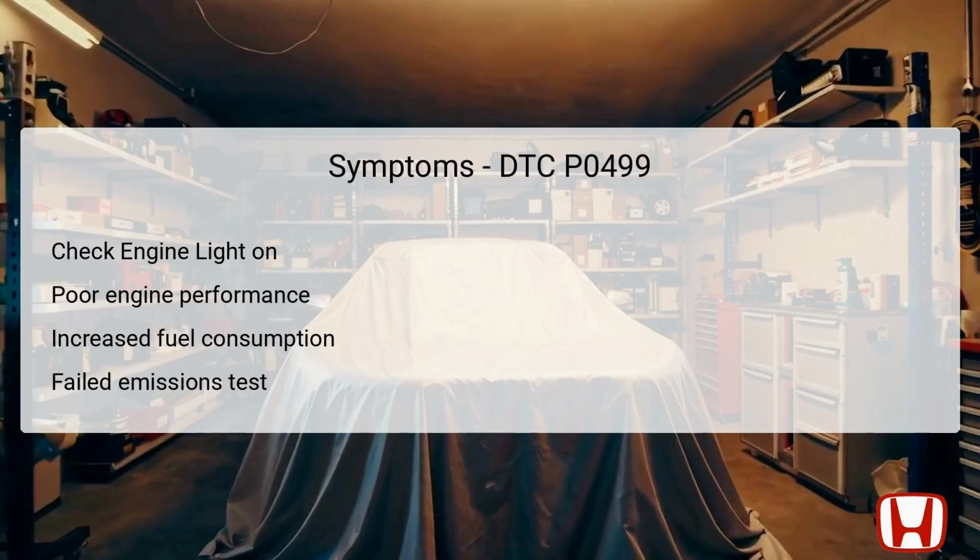Symptoms associated with DTC P0499 typically include a lit check engine light on the dashboard, serving as a warning that something is amiss with the vehicle's emissions control system. Drivers may also notice poor engine performance, which can manifest as rough idling or difficulty accelerating due to the improper functioning of the EVAP system.